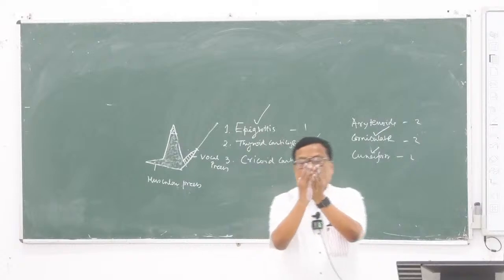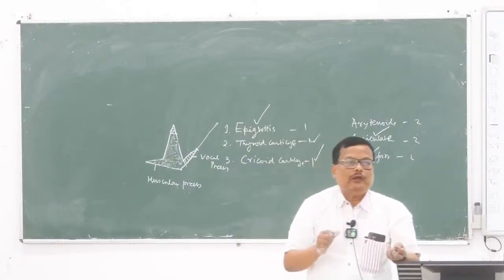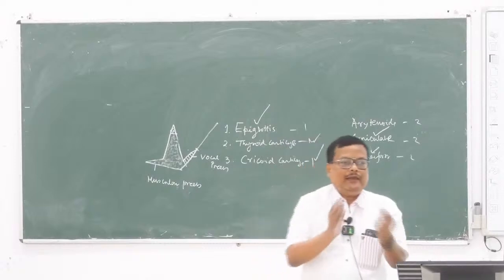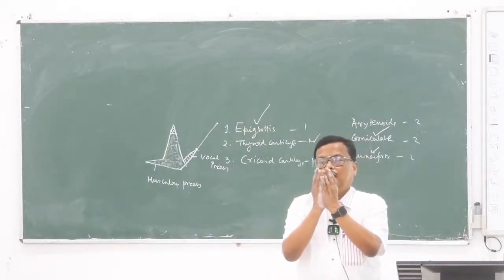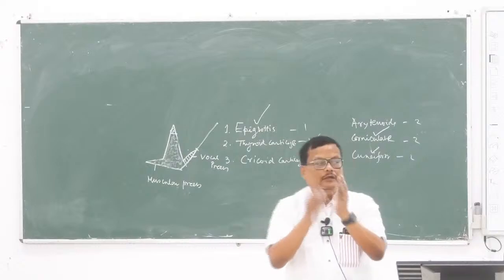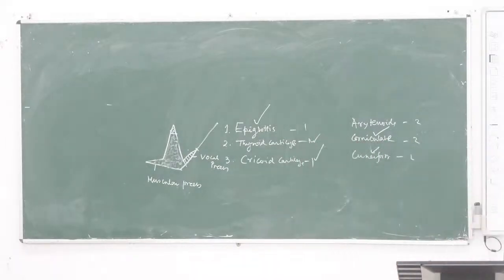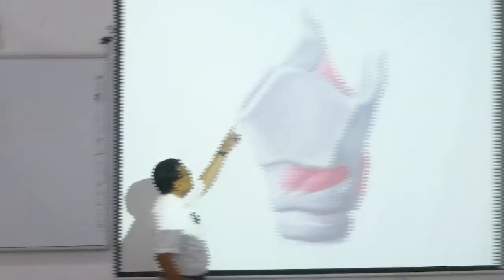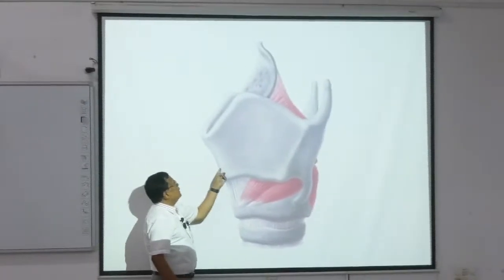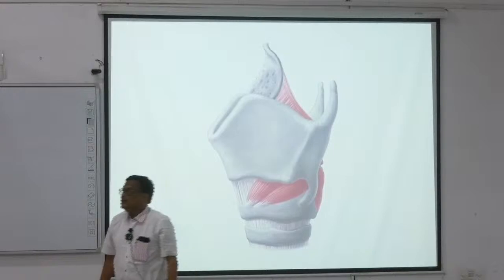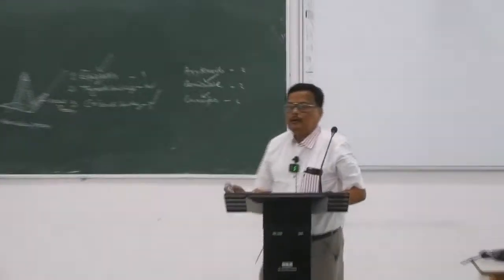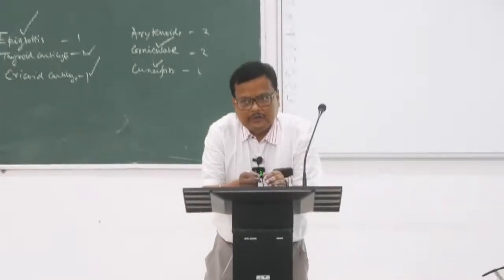So the length and tension of the vocal cord depend on this angle. In an adult male, the angle where the two laminae join is called the thyroid angle. So this is the thyroid angle. Here the right lamina and left lamina make an angle. It is 90 degrees in case of an adult male, and in the female it is 120 degrees.